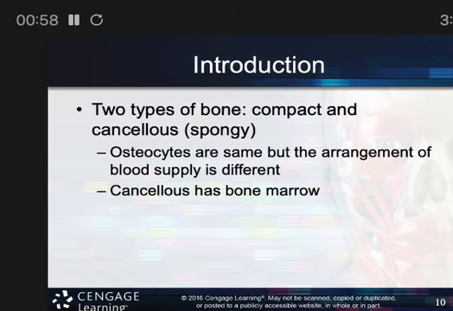Osteocytes are the same, but the arrangement of the blood supply is different in spongy versus compact bone. Cancellous bone has red bone marrow.